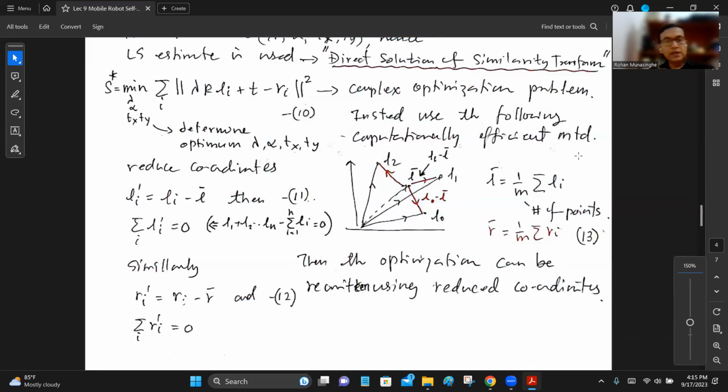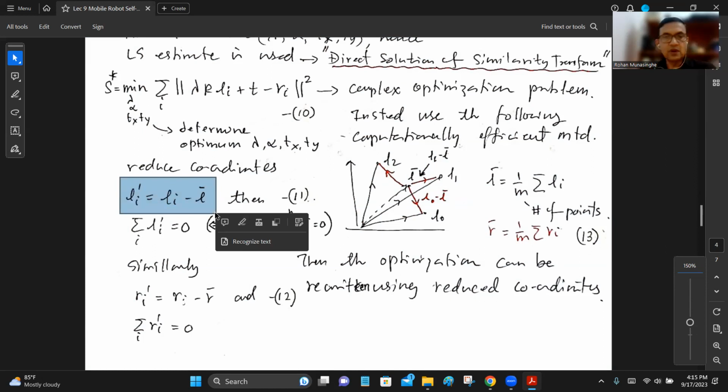Then you define a new landmark like L dash by deducting the centroid from each landmark, Li. There you can see Li is the measured, estimated landmark, minus L bar, the centroid. So when you do that, you can see visually what it is. When you do this for the zeroth landmark here, this is L0 minus L bar, this one.